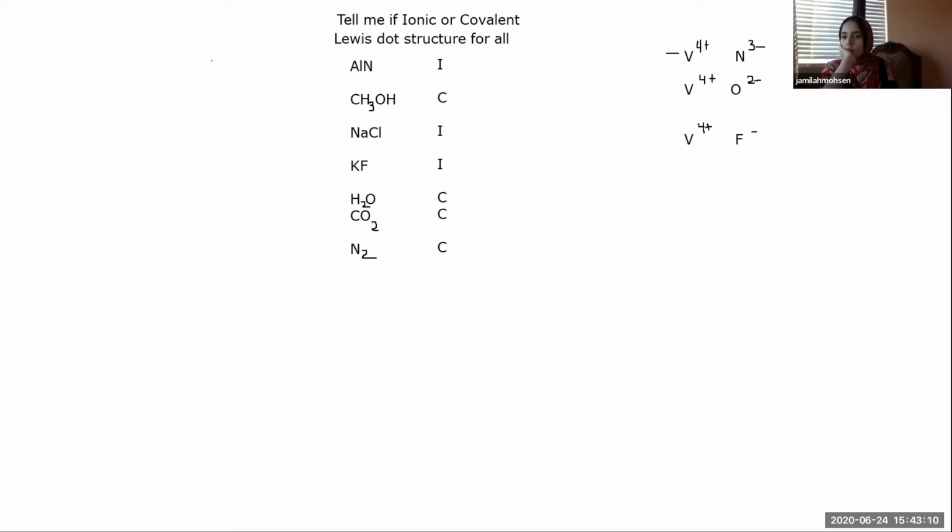Does it need to be balanced? I don't know. Covalent. Ionic. You cross multiply? You're going to have to cross multiply. So how many B's are we going to have? 3. Okay. And then how many N's are we going to have? 4.